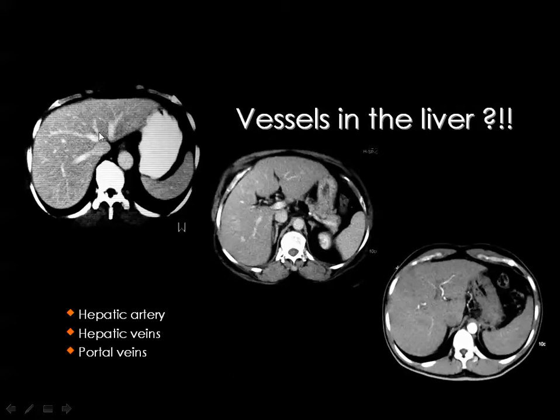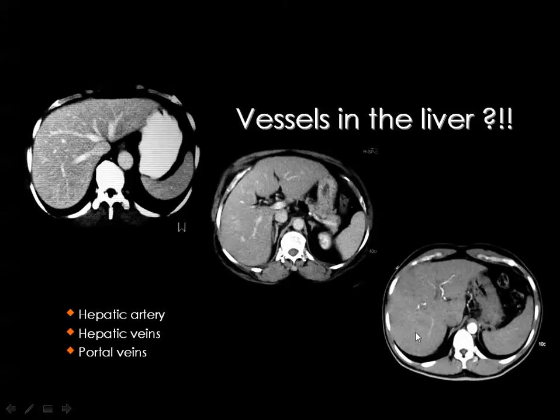But if you see hyperdense shadows containing the contrast media, you know that these are vessels. You have three types of vessels crossing through the liver parenchyma: the hepatic artery branches, the hepatic veins, and the portal vein radicals. Of course, you should not see the hepatic artery branches unless you are in the arterial phase. And this is the arterial phase, and if you see some linear shadows containing contrast media like this, these are branches of the hepatic artery.